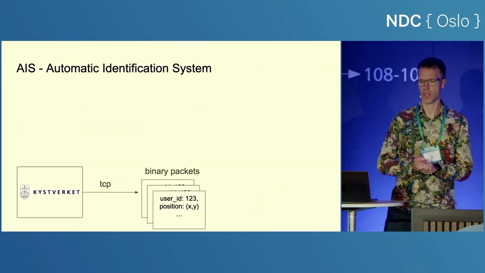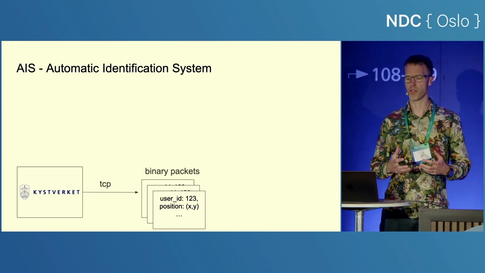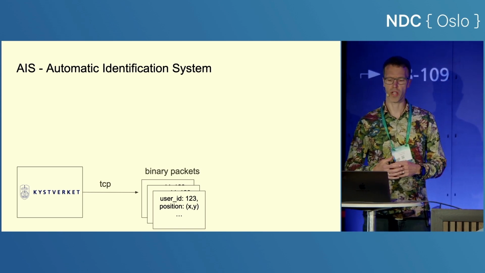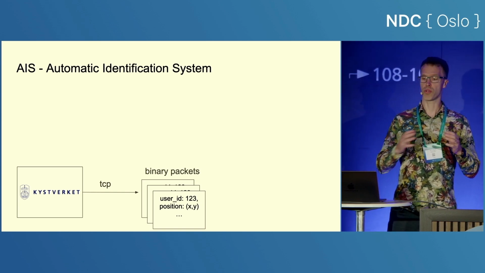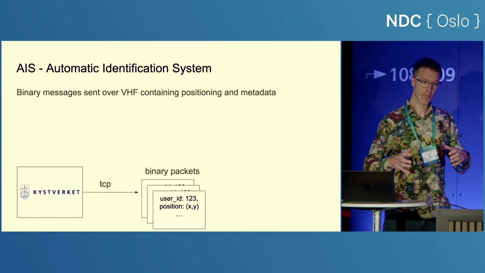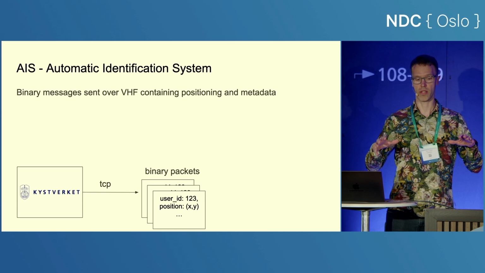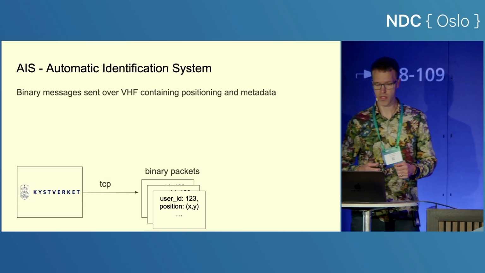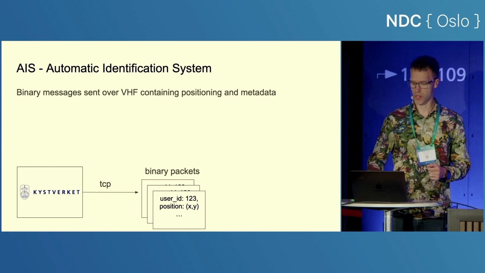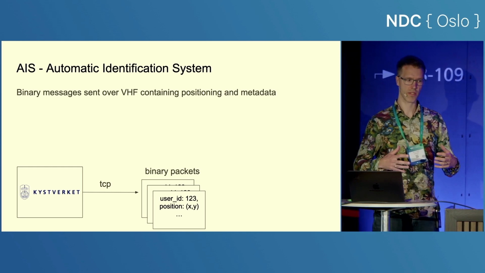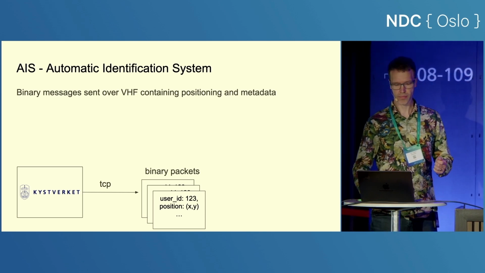So first things first: AIS, what is this? Automatic Identification System. It's a binary protocol that's used worldwide for marine traffic. Ships all over the world have antennas, broadcasting these binary messages over radio. There are antennas on the shore and on satellites that receive these messages and store them in servers. The coastal services gather this and broadcast it further to me over a TCP stream.